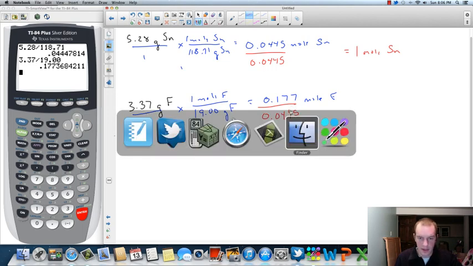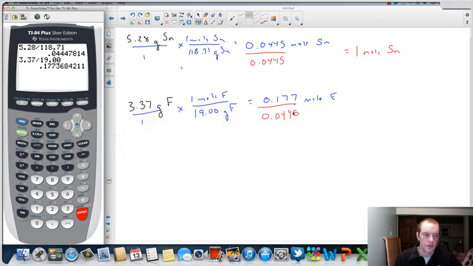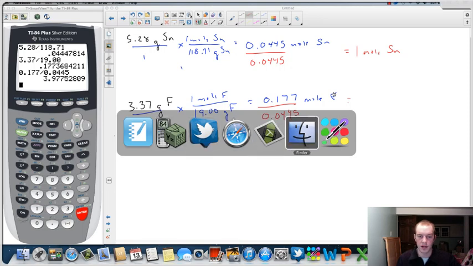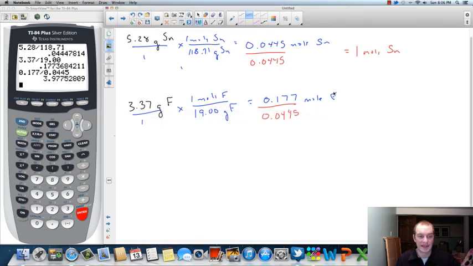0.0445, back to our calculator. We can see that it's 0.177 divided by 0.0445, and that's equal to approximately 4. You can see that's really close to 4, equal to 3.97, okay, because it's really close to 4. We'll round it up to 4 moles of fluorine.